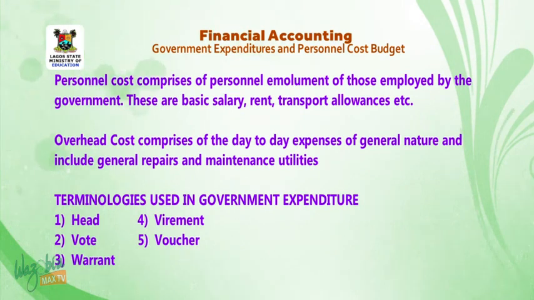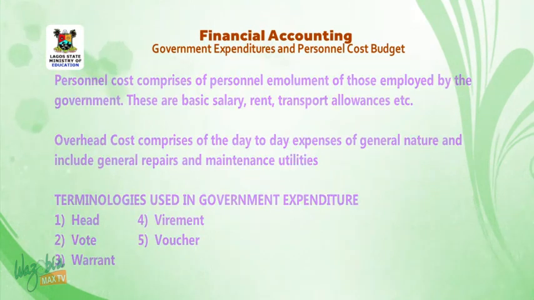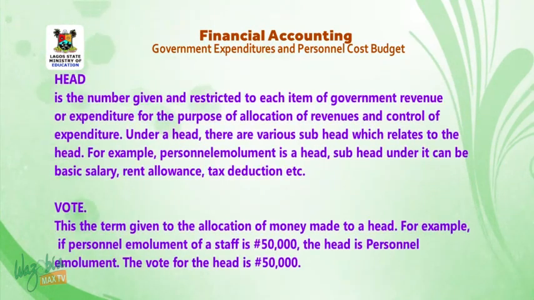Terminologies used in government expenditure. 1. Head. 2. Vote. 3. Warrant. 4. Virement. 5. Voucher. Head is the number given and restricted to each item of government revenue or expenditure for the purpose of allocation of revenues and control of expenditure. Under a head, there are various subheads which relate to the head. For example, personnel emolument is a head. Subhead under it can be basic salary, rent allowance, tax deduction, etc.